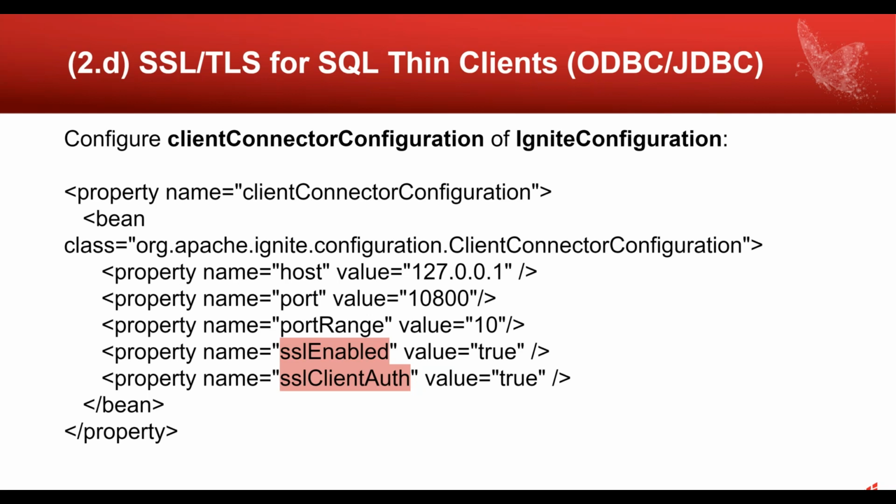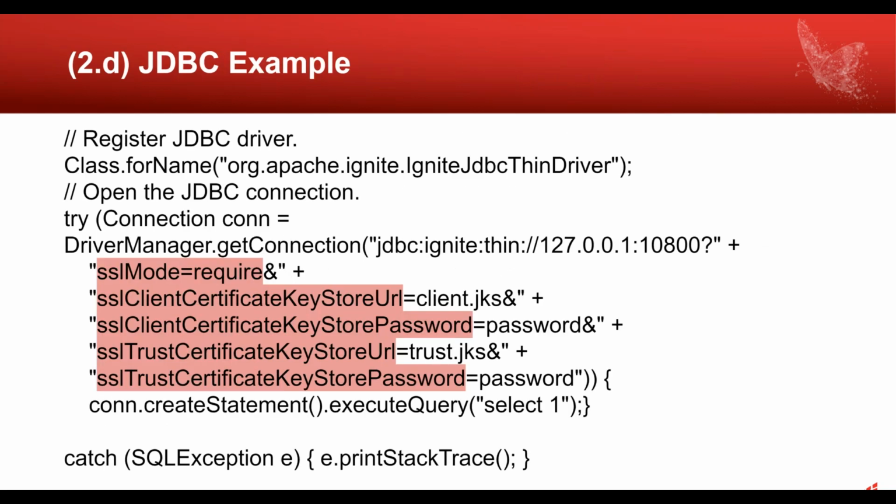Okay, go to the next slide. This is just an example of how JDBC can be configured in Java code. You need to create a connection string that contains the host and port that we set on the previous slide. We also set the flag SSL mode require, which means that we will create a secure connection. And in this connection string, we should also provide the path to the keystore and truststore.